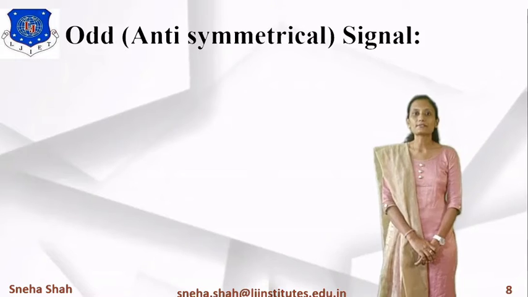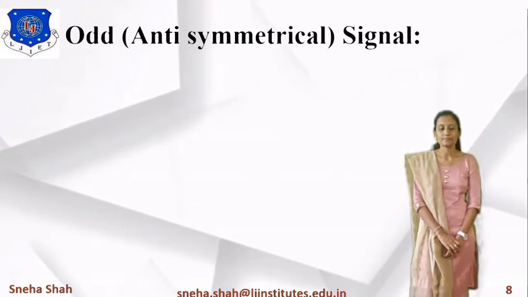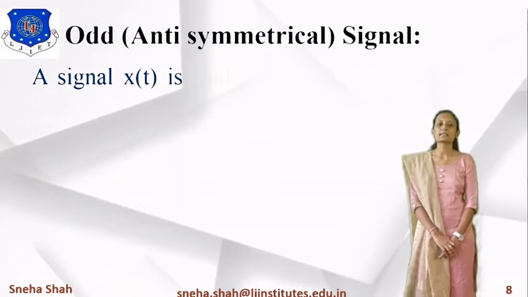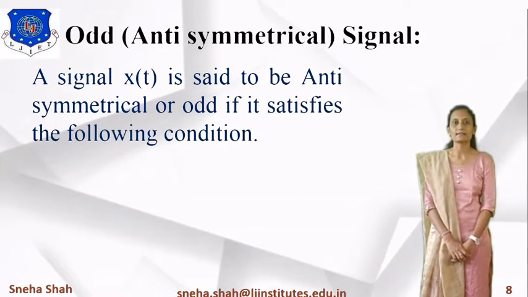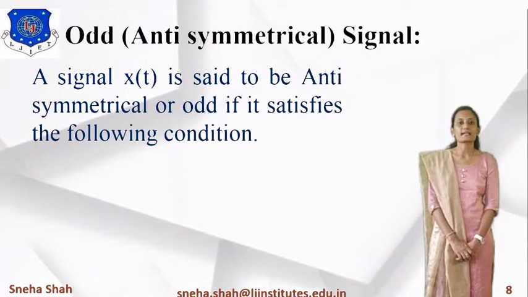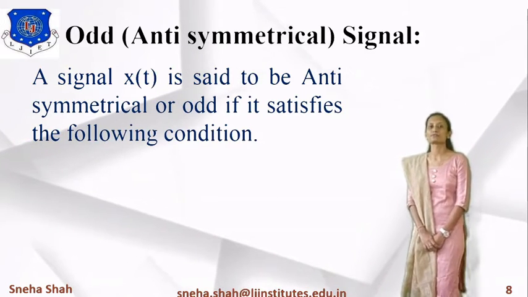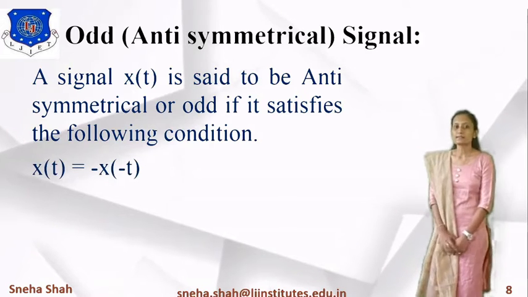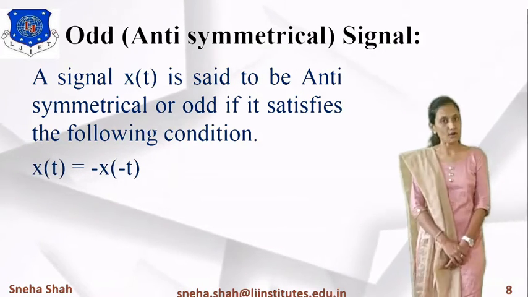Now the next type of signal is the odd signal or anti-symmetrical signal. Now what is an odd signal or anti-symmetrical signal? A signal x of t is taken to be odd or anti-symmetrical if it satisfies the following condition. What is the condition? x of minus t equals minus x of t. If it satisfies this condition, and only then, it is considered an odd signal.